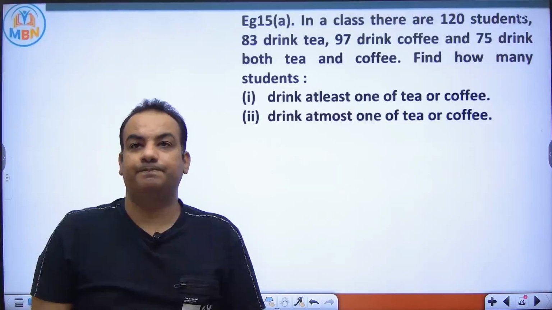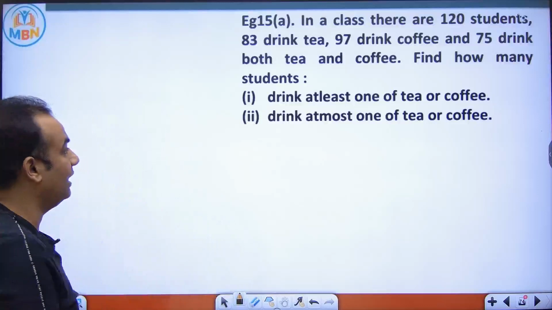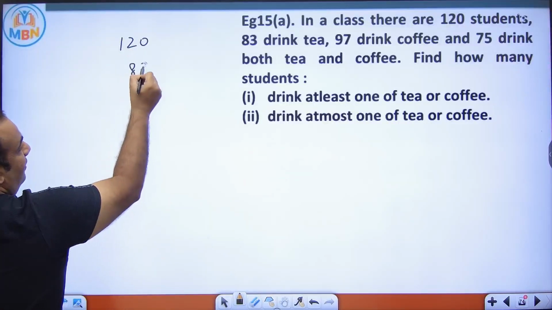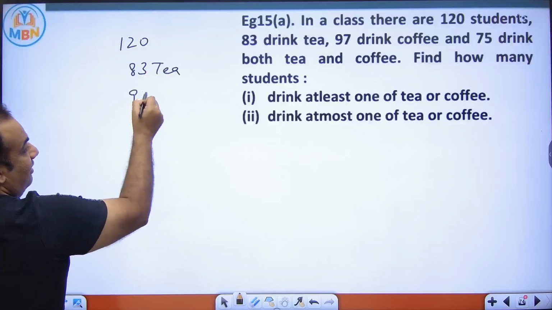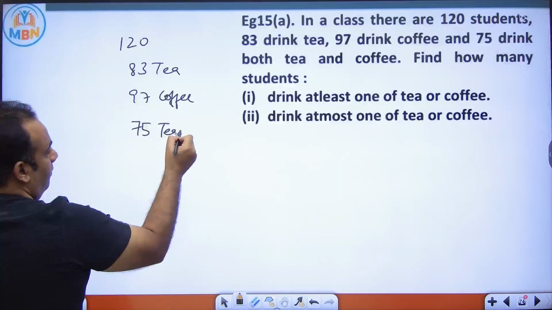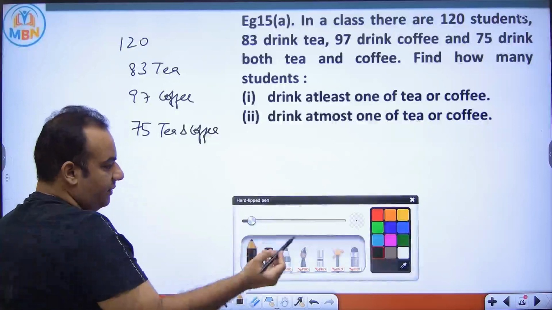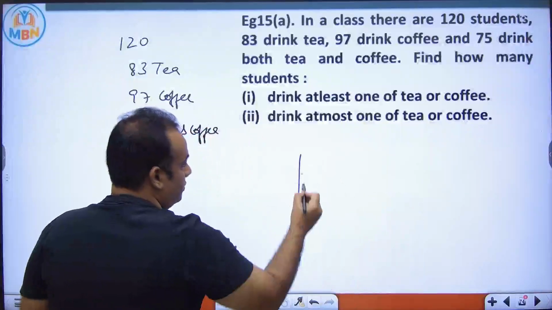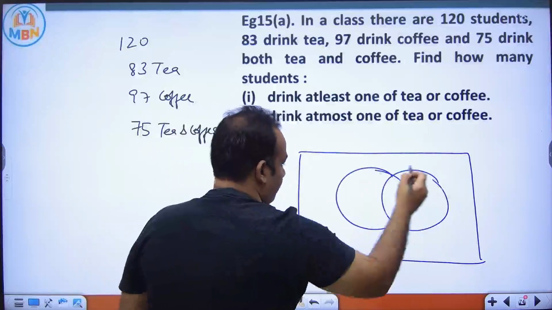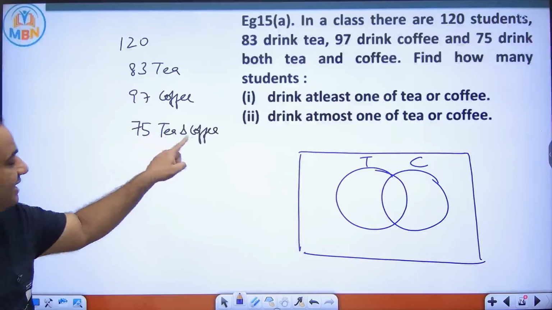So please see this. In a class, there are 120 students. Total, there are 120 students. So I'm writing the data. 120 students are there. 83 drink tea, 97 drink coffee, and 75 drink both tea and coffee. Now they are asking some questions. So first you have to make this diagram. Okay. So let all the students be in this rectangle. So first circle for tea, second for coffee.